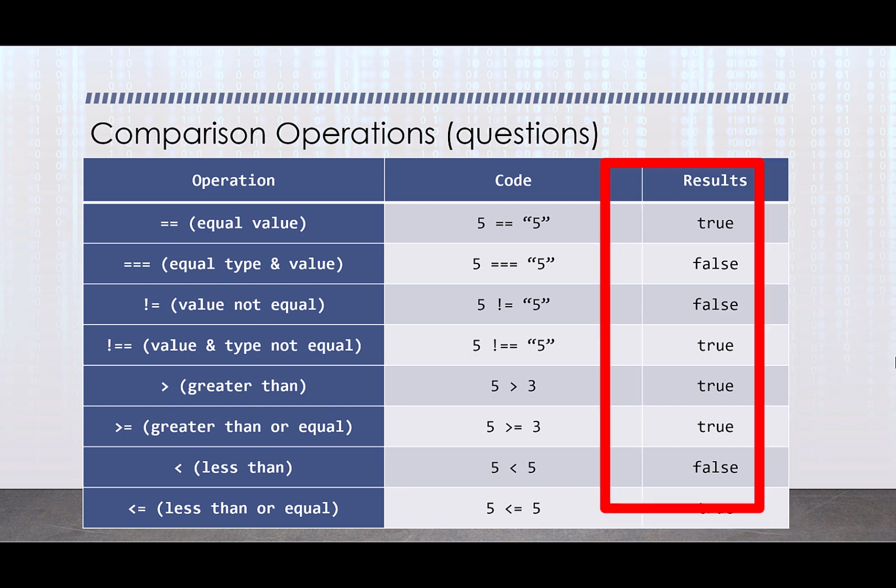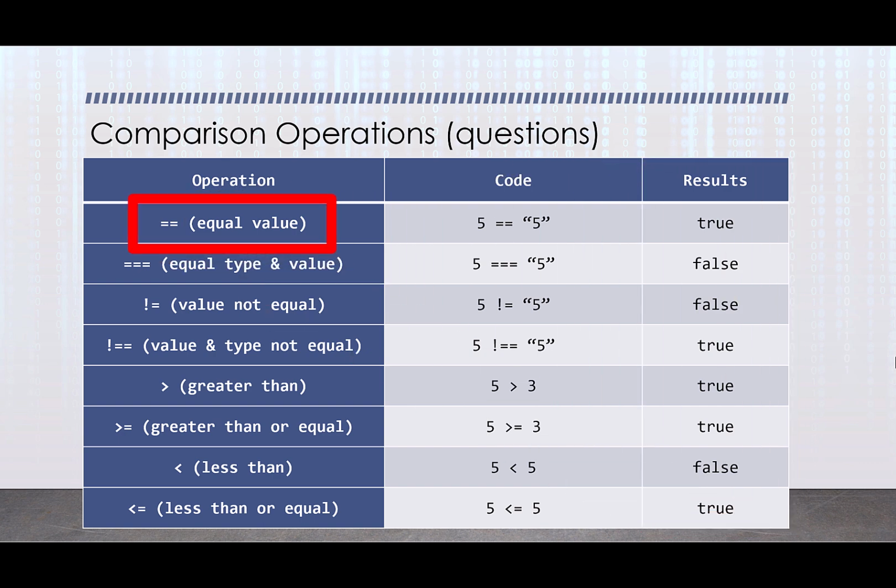So the first one, two equal signs. Well, two equal signs is asking the question, are these equal in value? It doesn't care about the data type. So in our example there, 5 double equal quote 5. Well, quote 5 is a string and the number 5 is an integer, but they both have the same value, 5. So that will evaluate to true.